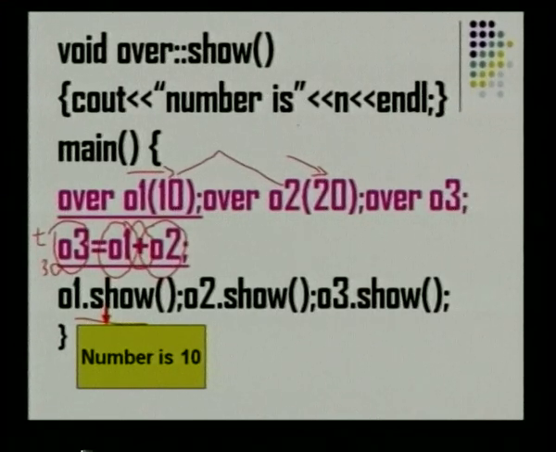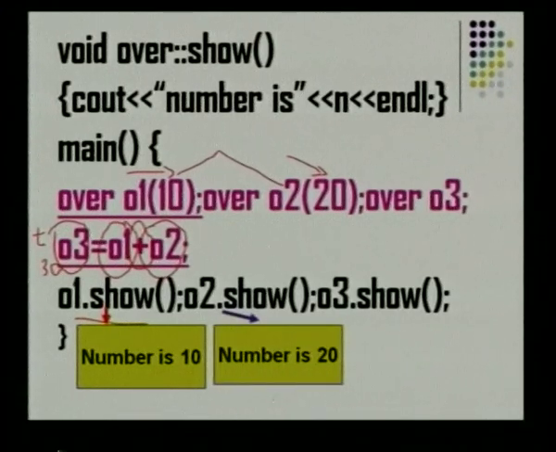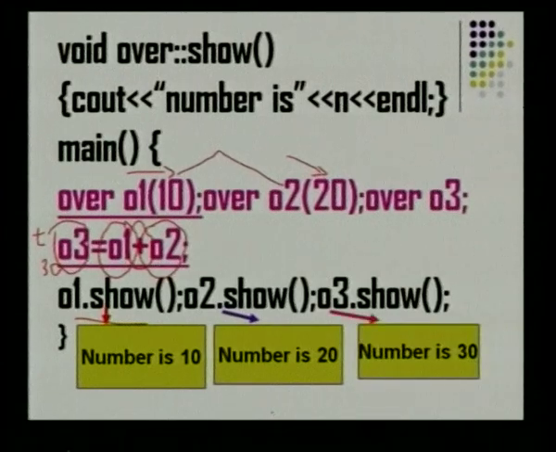So, when you give O1 dot show, the previous number 10 is only displayed. When you give O2 dot show, the number 20 is displayed, and when you give O3 dot show, the added operand value 30 is displayed. So, this is how a binary operator is overloaded in C++.